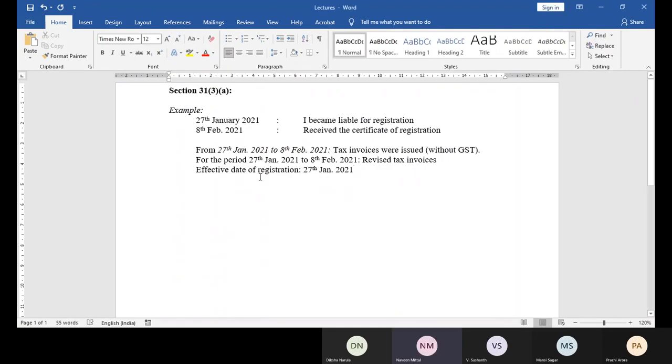So from 27 Jan to 8th Feb, tax invoices were issued without GST. But for this period, if I want, I can raise the revised tax invoices. And do you know why I will want it? Because I have to pay the tax on all the supplies which happened from 27 Jan. Effective date of registration is 27 Jan 21, and you are liable to pay GST.